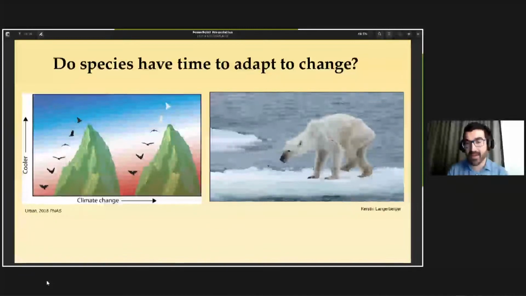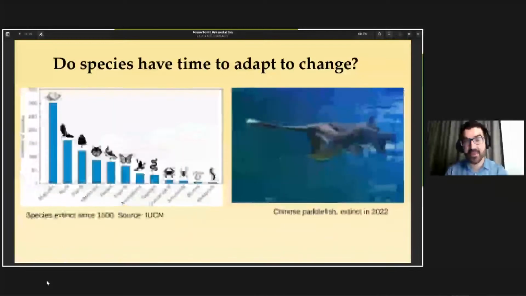The idea is how physiological changes also obviously have limits, right? So the idea is how much time do they have to adapt? Can they still adapt anyway?